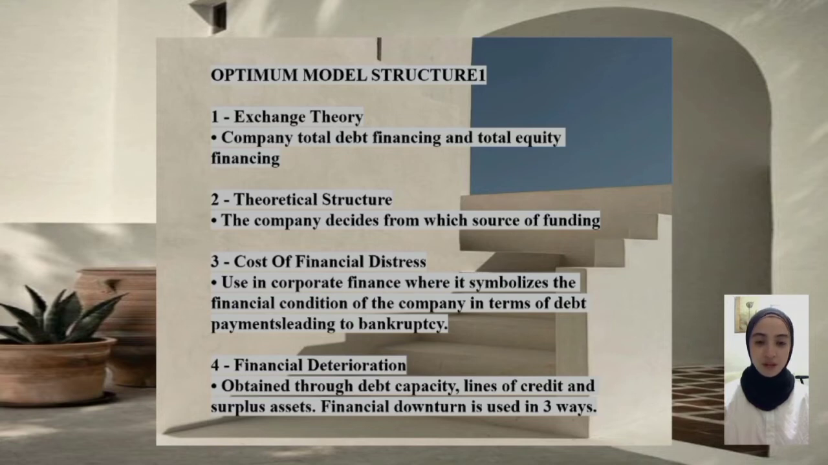Number 3. Cause of financial distress. Used in corporate finance where it symbolizes the financial condition of the company in terms of debt payments leading to bankruptcy. Number 4. Financial deterioration. Obtained through debt capacity, lines of credit, and surplus assets. Financial downturn is used in 3 ways.